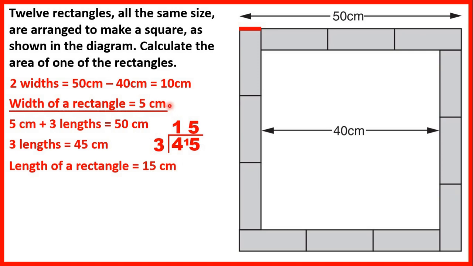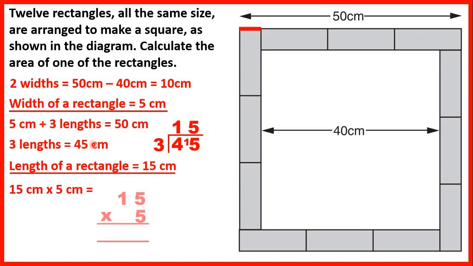So we've worked out that the width is 5 and the length is 15. And to work out the area of a rectangle, we multiply the length by the width. So we can multiply 15 by 5, and that gives us our answer, 75 centimeters squared.